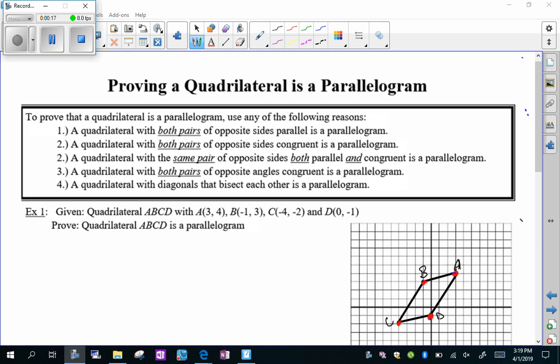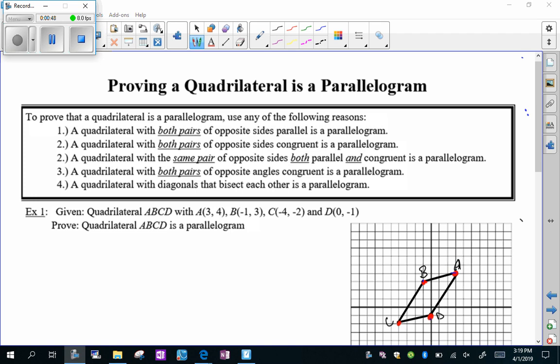One is that both pairs of opposite sides are parallel. Another is that both pairs of opposite sides are congruent. That should be number 3, that the same pair of opposite sides are both parallel and congruent. Both pairs of opposite angles are congruent, then it is a parallelogram. And a quadrilateral with diagonals that bisect each other is also going to prove that you have a parallelogram.